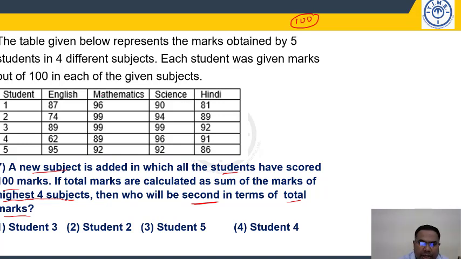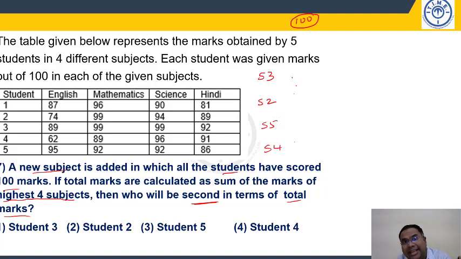Right, now a new subject is added in which all students have got 100 marks. So when you are finding out total of highest 4 subjects, what are the options here? Student 3, student 2, student 5, student 4. Everybody has got 100, 100, 100, 100. Nobody has got 100 in any of the other subjects, so 100 is the highest, so that is one subject. So ignore that. That is not required.